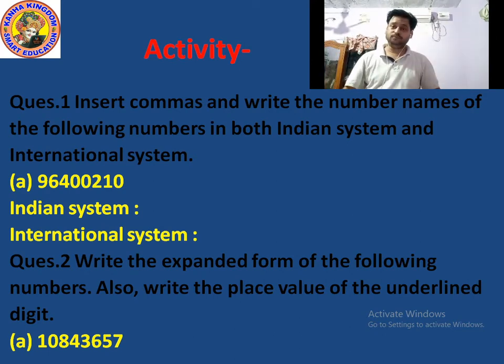Now again starting from the right hand side: 1 2 3. Which digit is on the right hand side? 2? No, 0 is on the right hand side. So 0 1 2, then a comma, then 0 0 4, then again a comma, and then 6 and 9. Now when you count from the left hand side: 96, comma, 400, comma, 210.